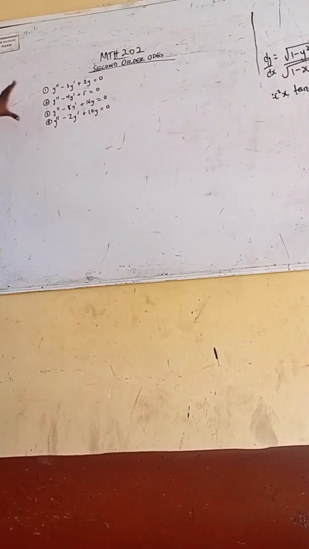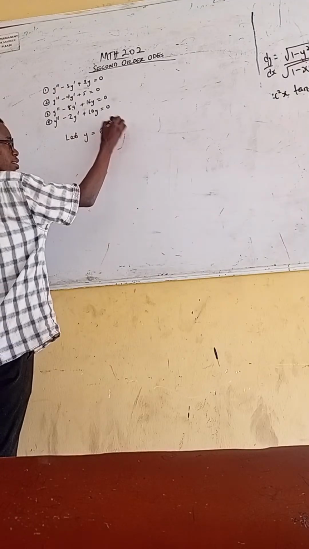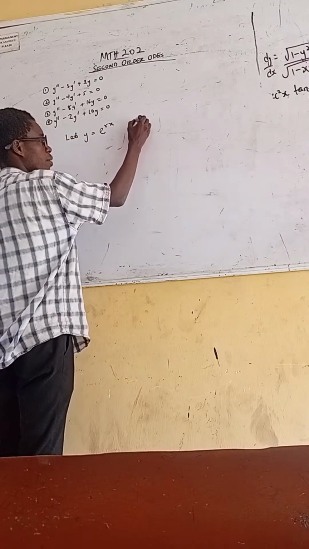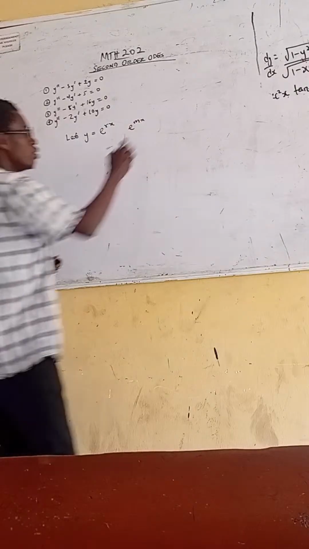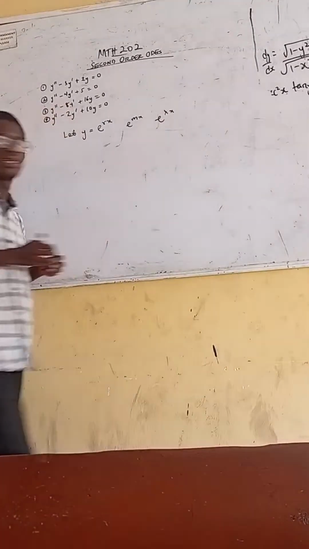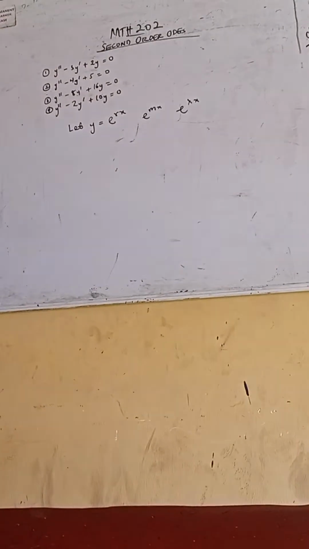We have ODEs in this form. The first thing that comes to your mind is the characteristic solution. You are first going to write out the characteristic equation for this one. You are going to use the substitution y equals e raised to power rx. They also call it e raised to power mx or e raised to power lambda x. Any of them. You can see it in any of these. So this is the substitution that we use.